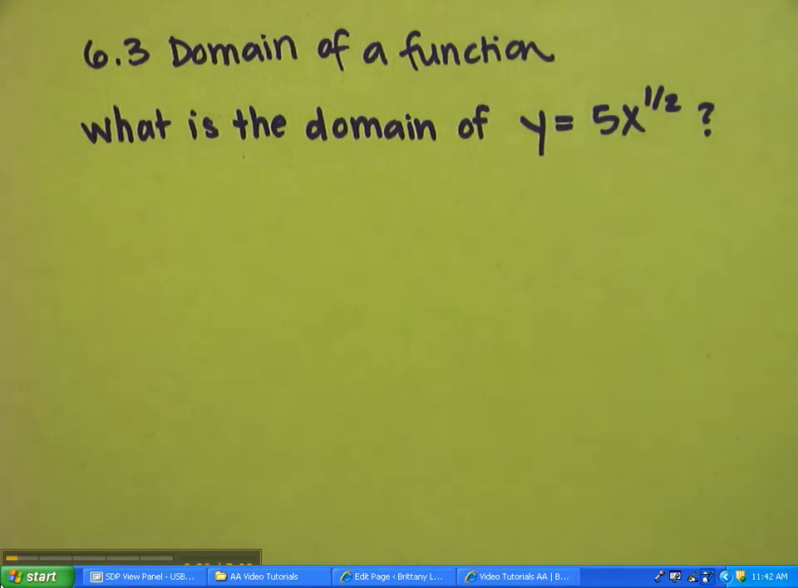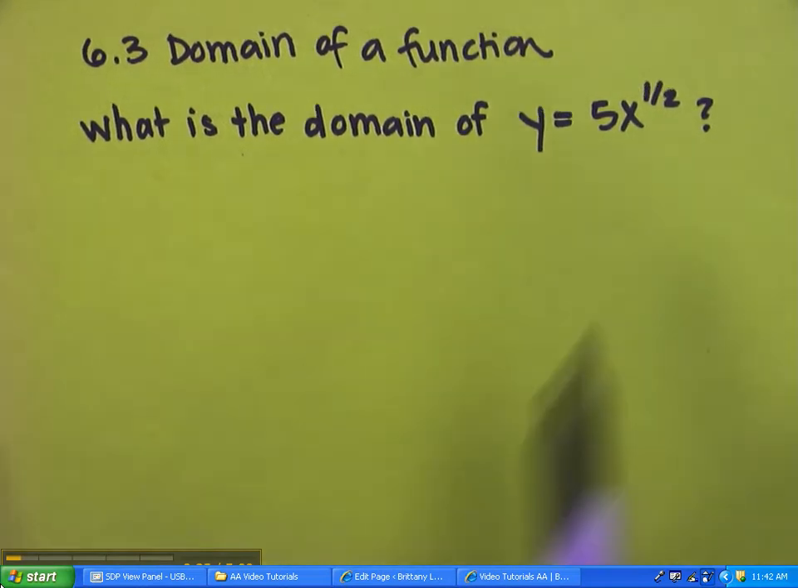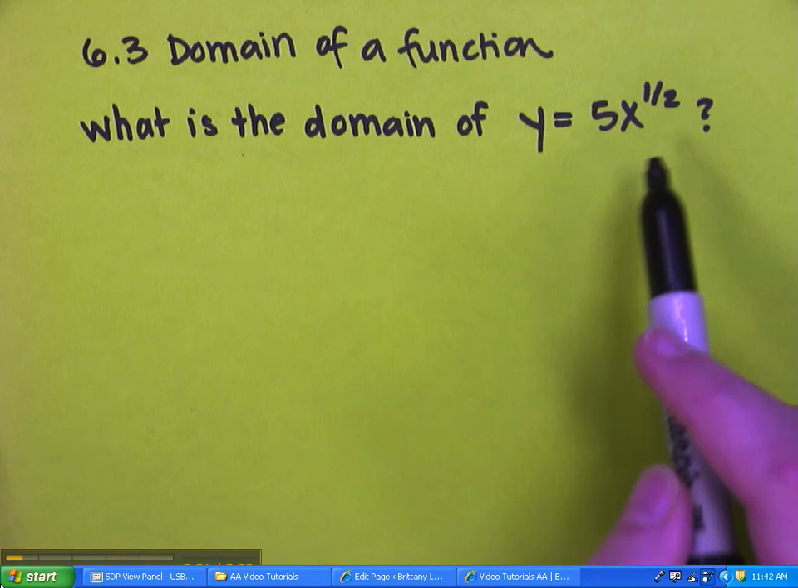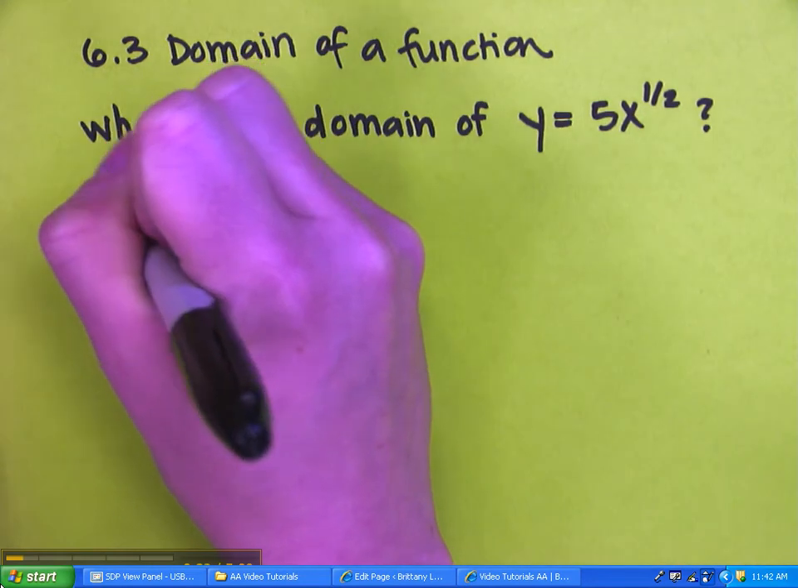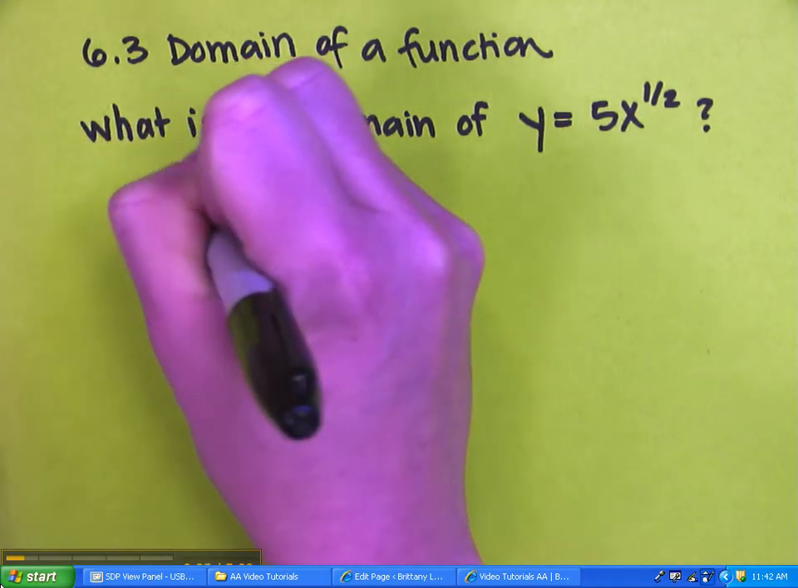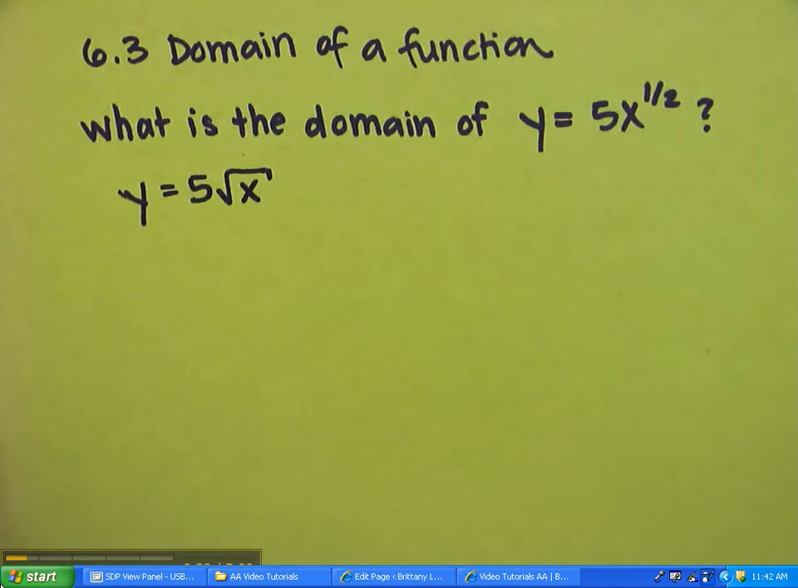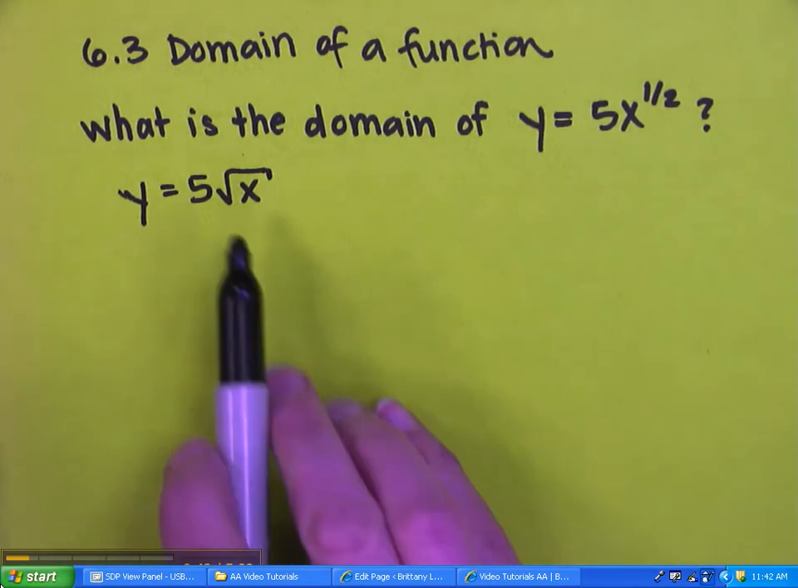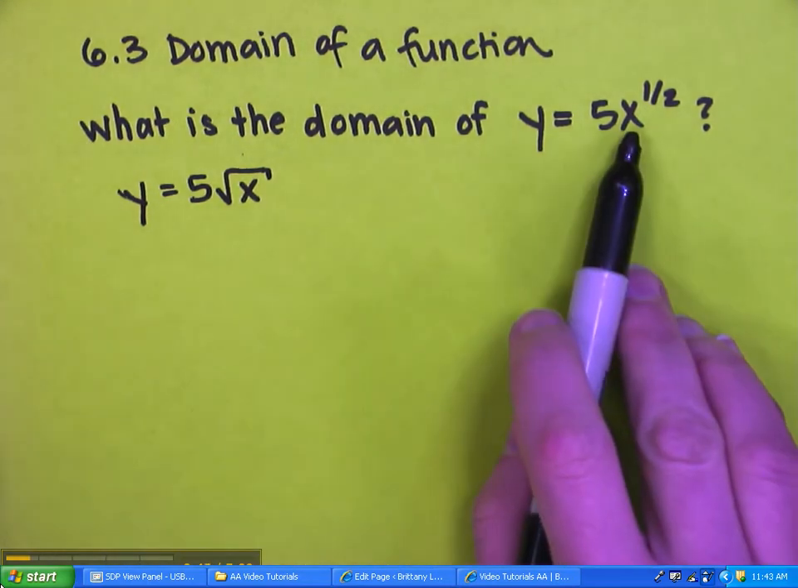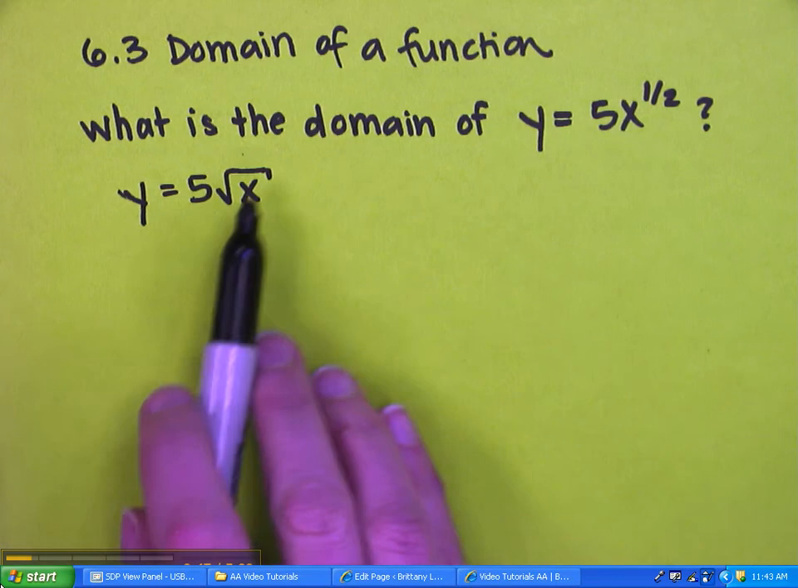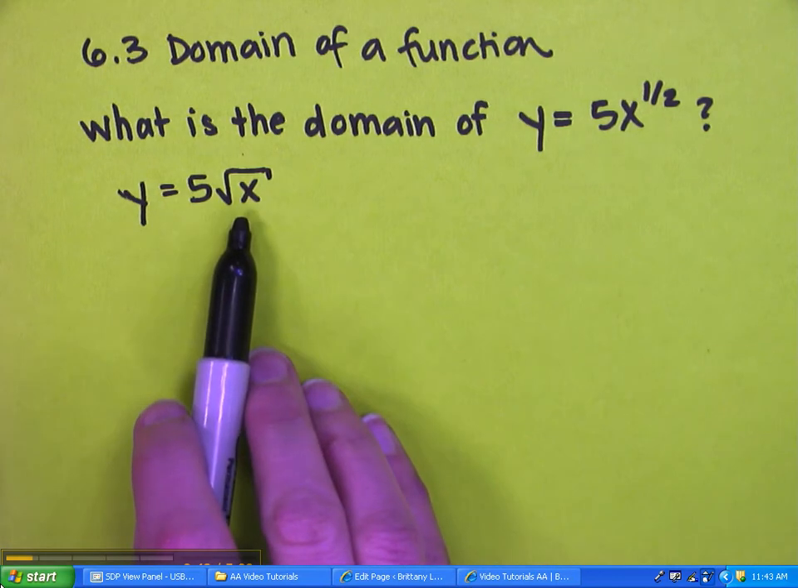So if we look at what is the domain of y equals 5x to the half, let's think about this function for a second. Now, we know x to the half power is the same thing as the square root of x. And since we're more familiar with the square root of x, I feel like it's probably going to be easier to think about it written that way as opposed to x to the 1/2. But you should know that x to the 1/2 and the square root of x are the same.